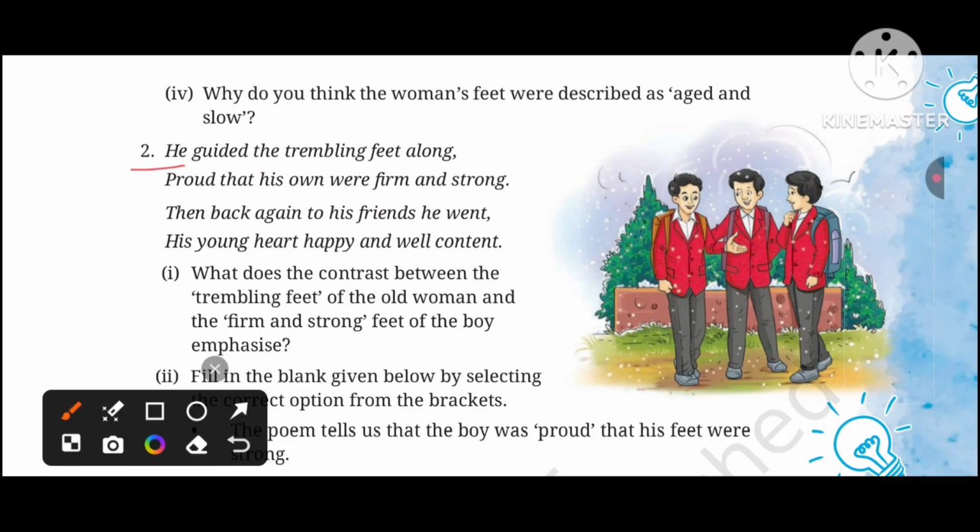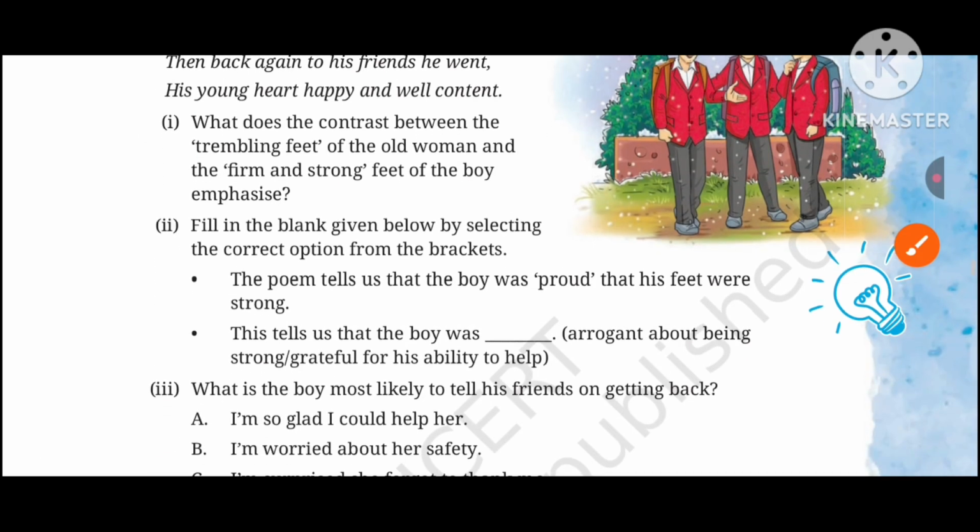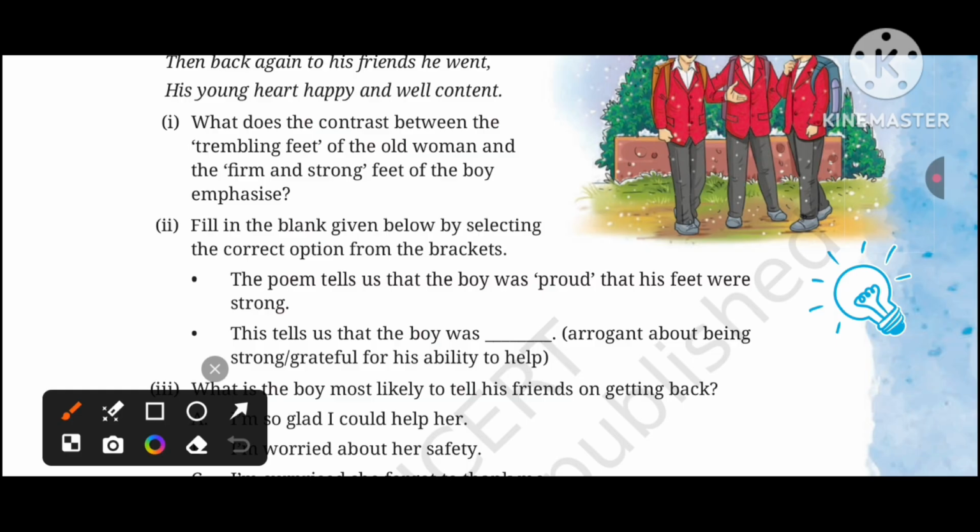Now see the next one. He guided the trembling feet along, proud that his own were firm and strong. Then back again to his friends he went, his young heart happy and well content. What does the contrast between trembling feet of the old woman and the firm and strong feet of the boy emphasize? So the contrast highlights the weakness of age versus strength of youth.